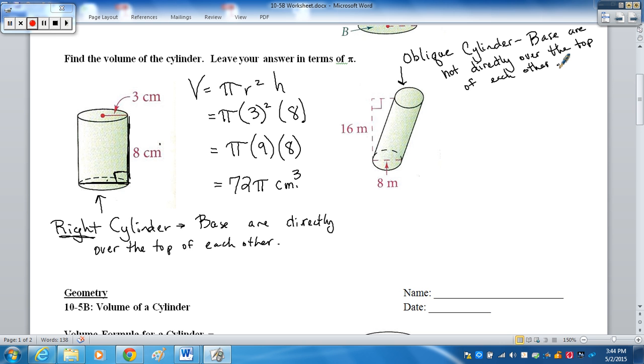But anyways, here's what I want you to know. The distance between the two bases, the shortest distance between the two bases is what we call the height, okay? We've known that for a while. In this problem over here, the shortest distance between the two bases, now let's think about this, is this distance right here shorter than this distance right here?